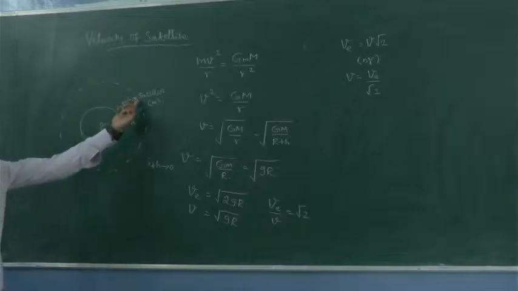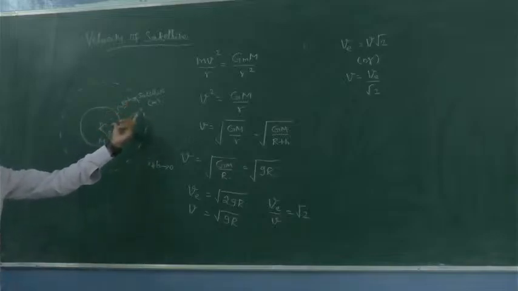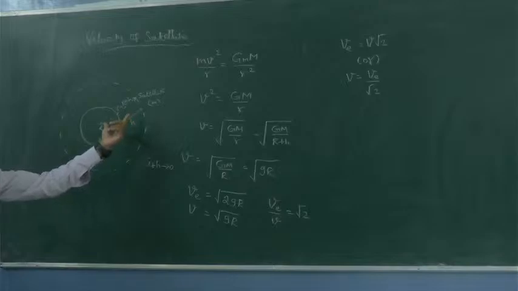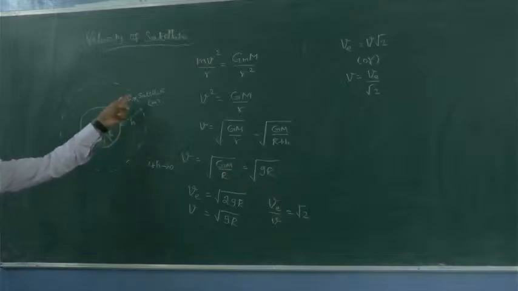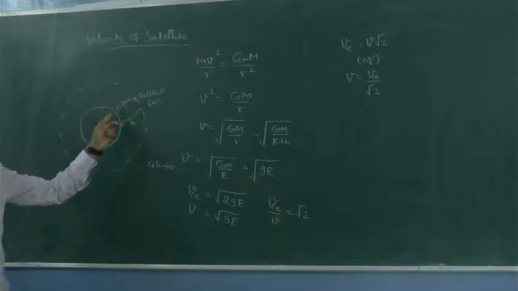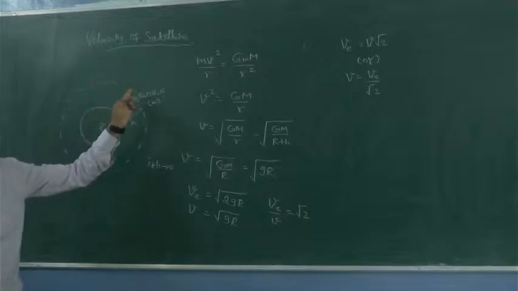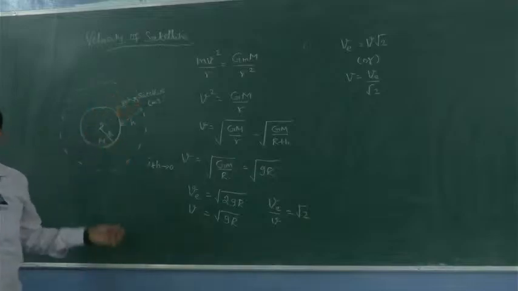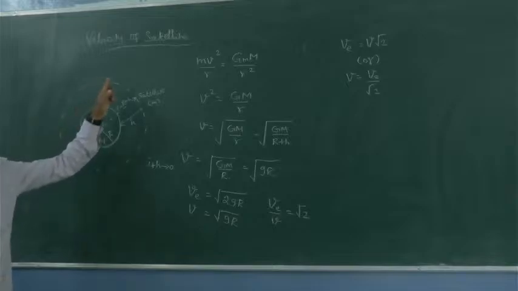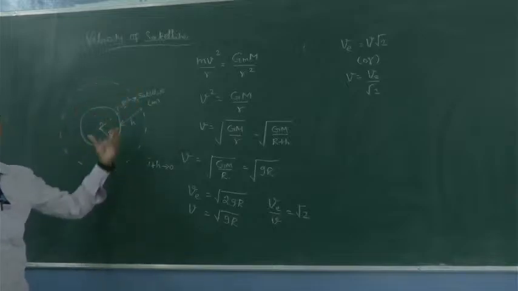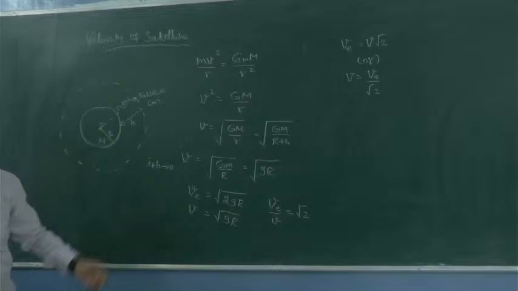The satellite's location from the Earth surface is h. Can you say what h is? It is the distance between the satellite and the Earth surface. From the center of the Earth, the satellite is located at a distance of R plus h, which is small r. What is capital R? Radius of Earth.